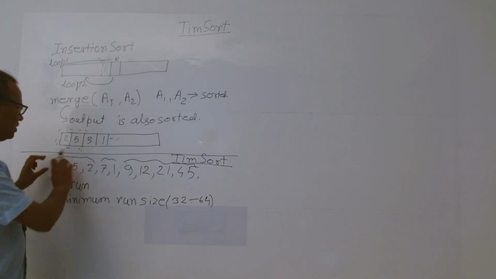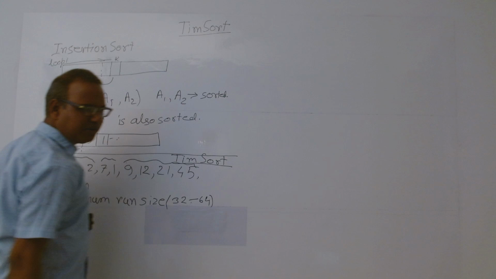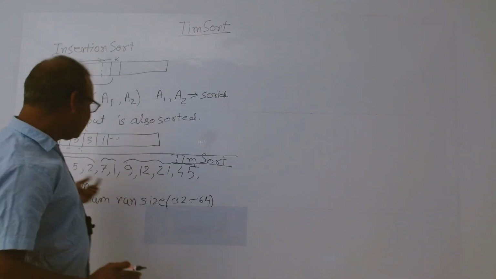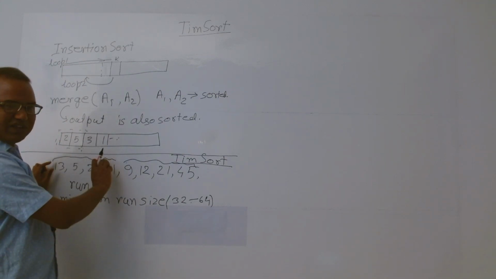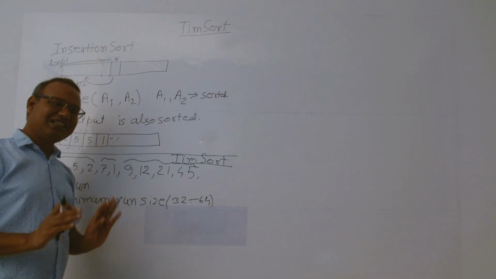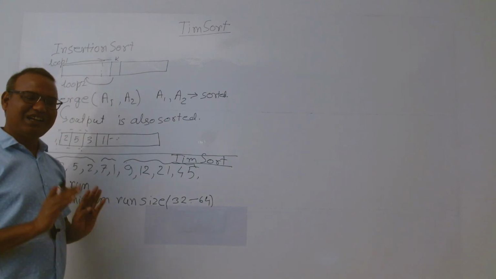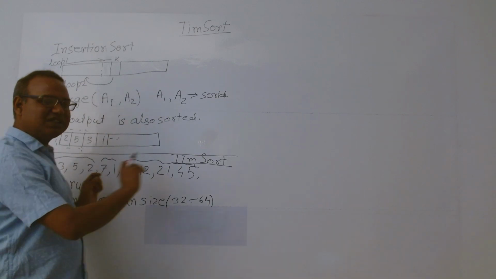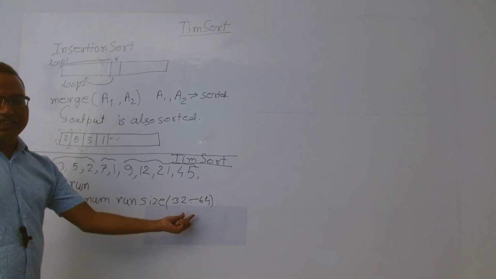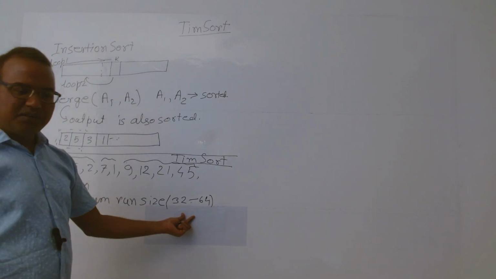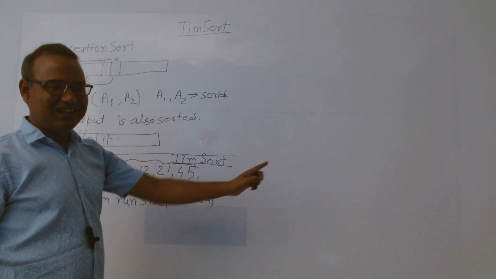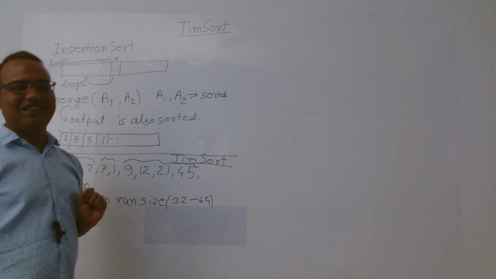So what will we do? If we have a long sequence of array, we will create a run size of minimum 32. If a monotonic sequence, increasing or decreasing, of more than 32 appears, then it is fine. It is considered a run. If the monotonic sequence goes up to, let's say, 40 elements and our minimum run size is 32, then it is fine because 32 is the minimum run size. A run may be bigger than that, but a run cannot be smaller than that.